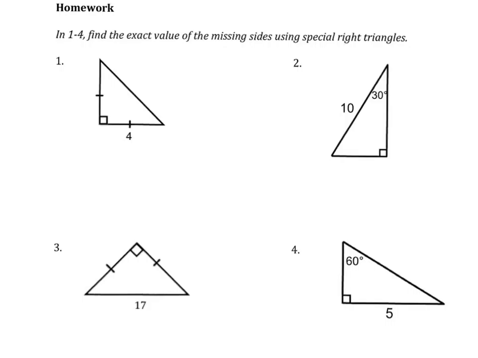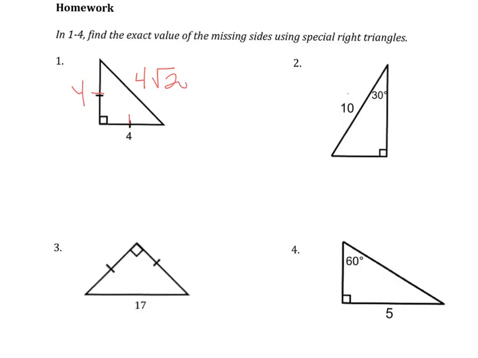Find the exact value of the missing sides using special right triangles. So as you can see, we have tick marks here indicating that we have an isosceles right triangle, and we know the length of one side is 4, so that means the other side is 4, and then we have 4 radical 2 as the length of the hypotenuse.